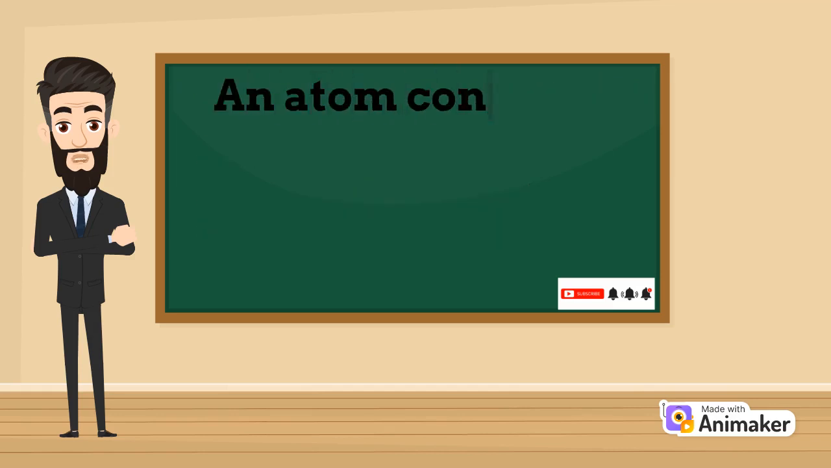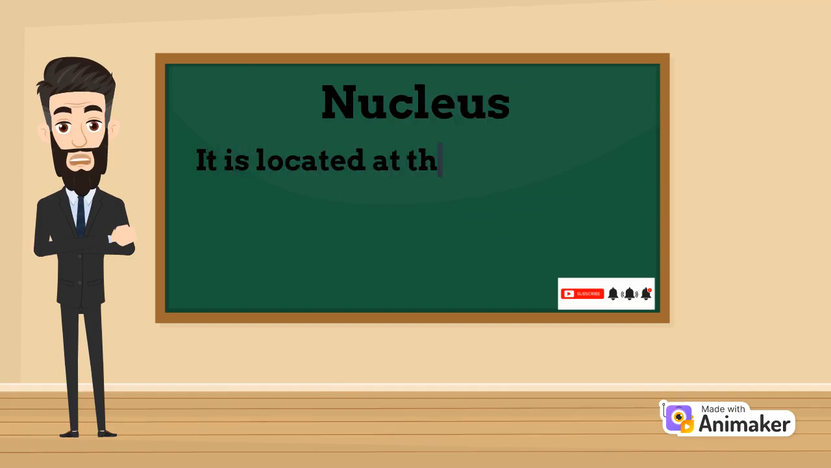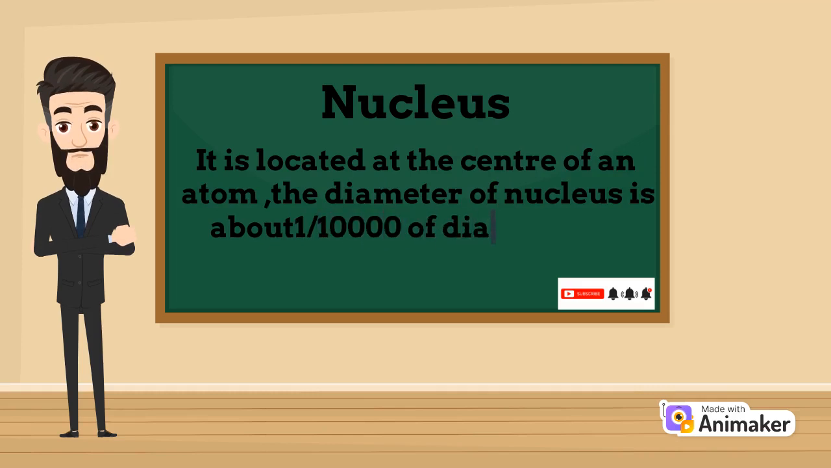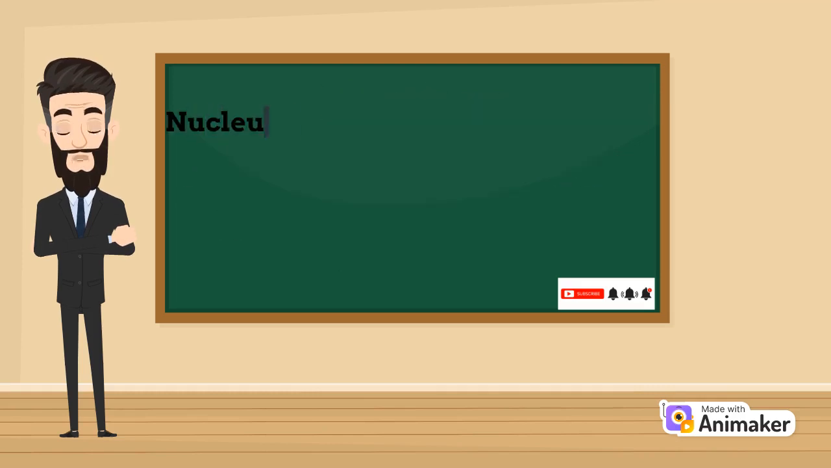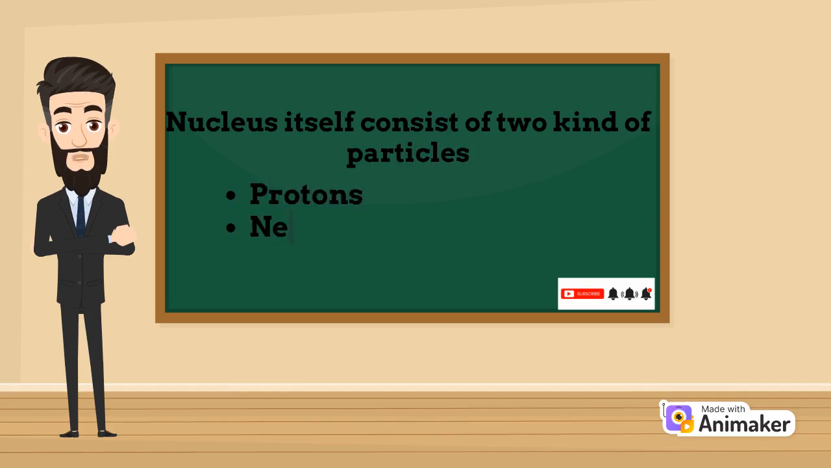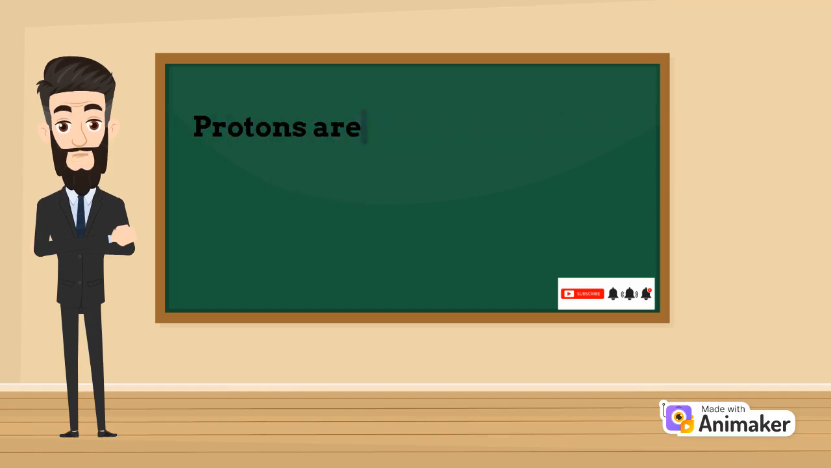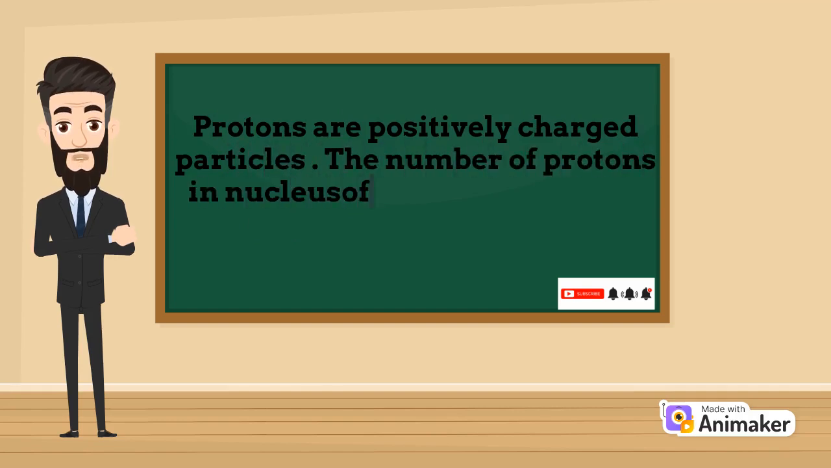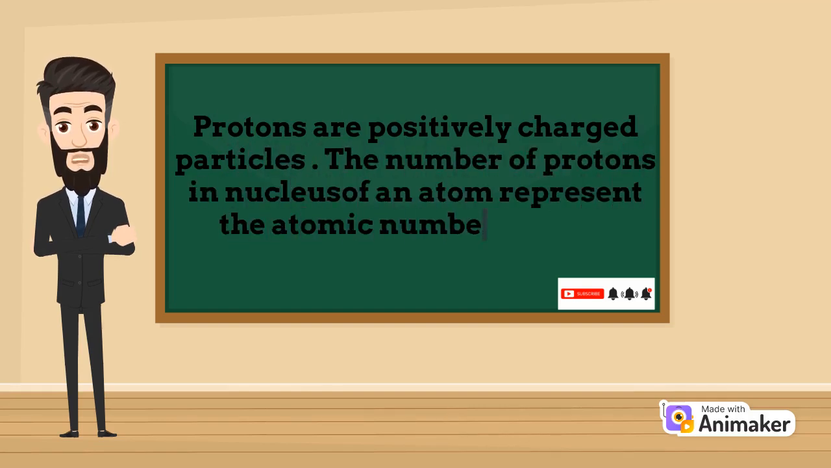An atom consists of a nucleus and electrons. Nucleus. It is located at the center of an atom. The diameter of the nucleus is about 1/10,000th of the diameter of the whole atom. The nucleus itself consists of two kinds of particles: protons and neutrons. Protons are positively charged particles. The number of protons in the nucleus of an atom represents the atomic number of the atom.